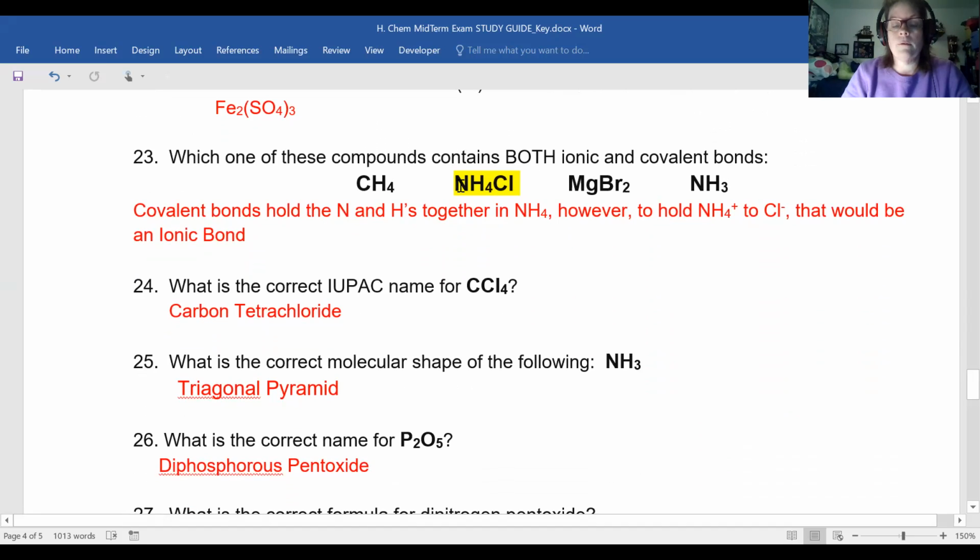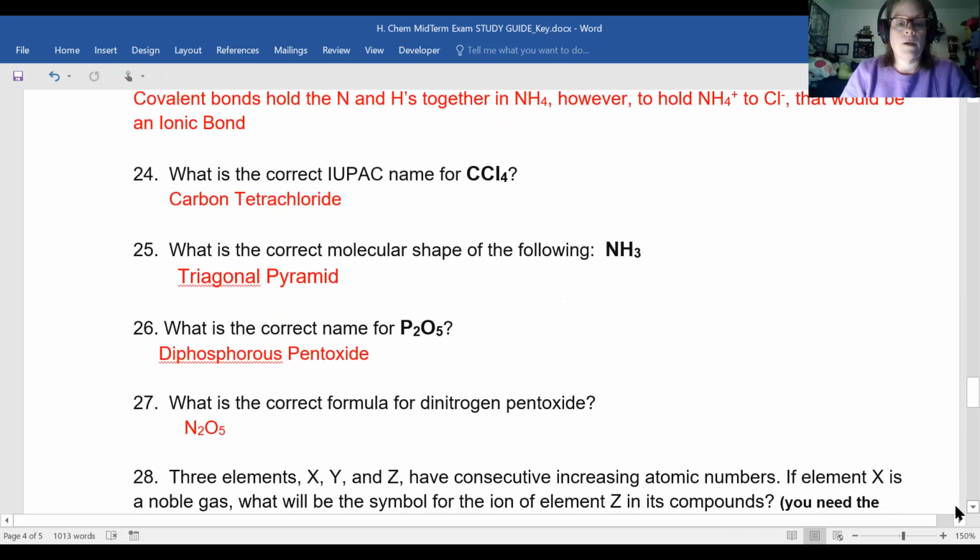That's because the nitrogen with the 4 hydrogens in the ammonium are going to be held together by covalent bonds. But in order to get this ammonium that has a plus charge to attract to the chlorine, which has a negative charge, that's going to be the ionic bond part.